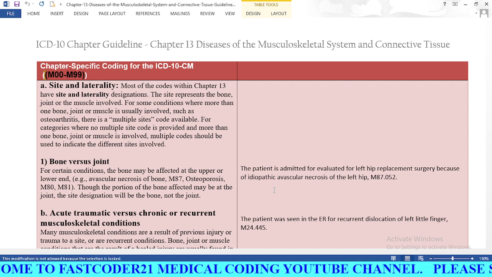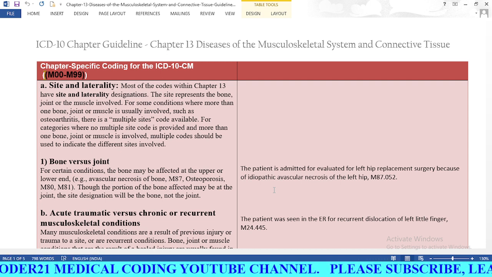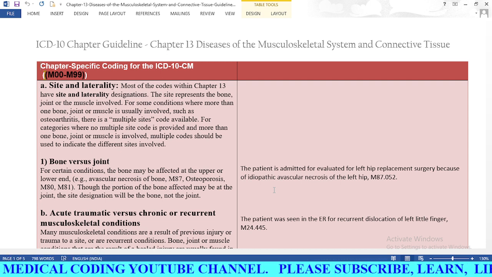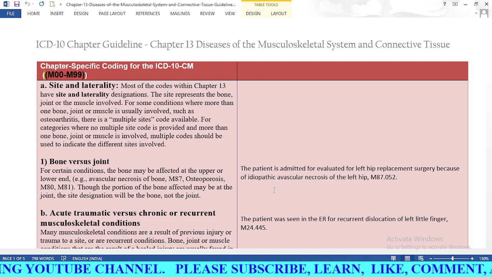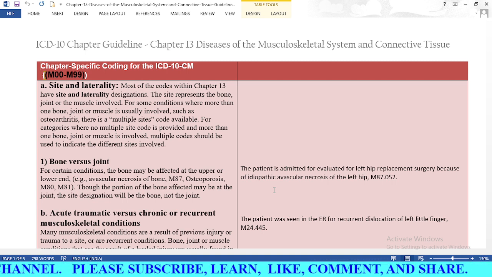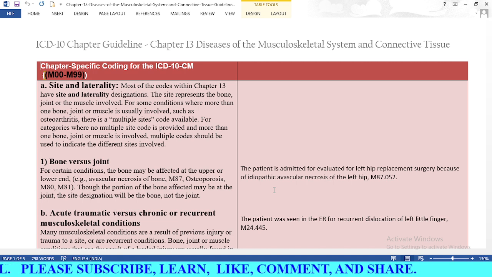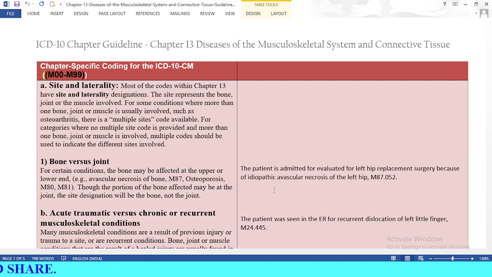For some conditions where more than one joint or muscle is usually involved, such as osteoarthritis, a multiple sites code is available. Osteoporosis also has a multiple sites code available in ICD-10-CM. If you don't have a multiple sites code in ICD-10-CM, we need to code individual codes, meaning we need to code multiple codes in order to satisfy the condition.